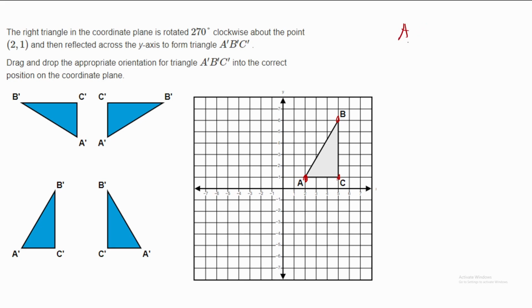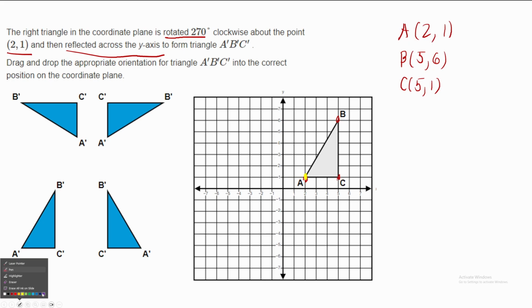So first of all, A is at 2, 1. B is at 5, 6. And then C is at 5, 1. Now, how many transformations do we have here? Rotate it and then reflect it across the axis. And we're rotating about the point 2, 1. So that makes this even more complicated. So I'm going to actually make that point in yellow on my grid. We go to 2, 1, and what do we notice? That is point A. So that point's not even going to move, right?